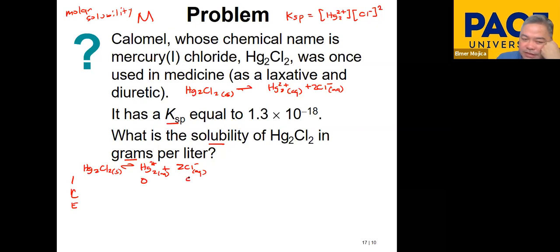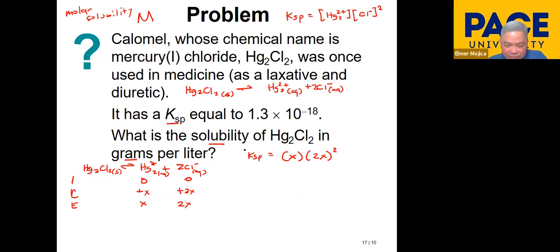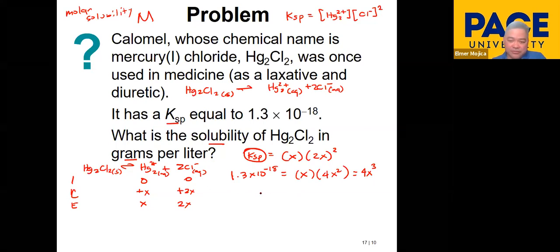So you have here what? Nothing. And then this one becomes plus x, plus 2x. So this becomes x and then 2x. And then you're going to replace it here. And you're given the Ksp value, which is 1.3 times 10 to the negative 18. So you will have here x times, what is 2x squared? 4x squared times x will give you 4x cubed. And the way that you're going to solve is you're going to solve for your x.